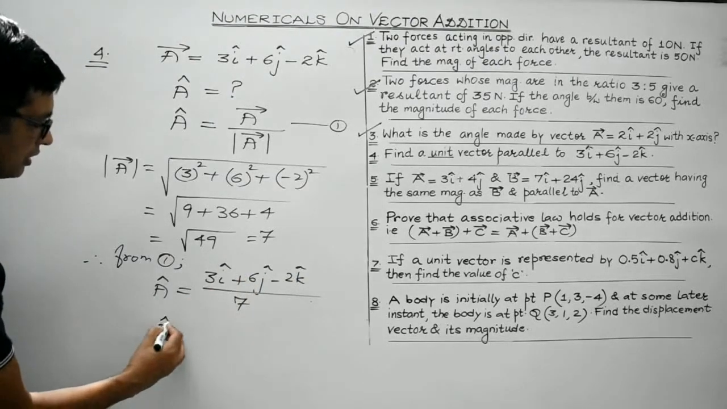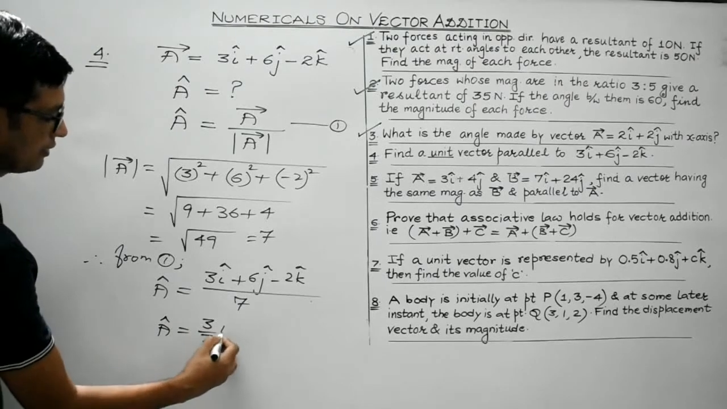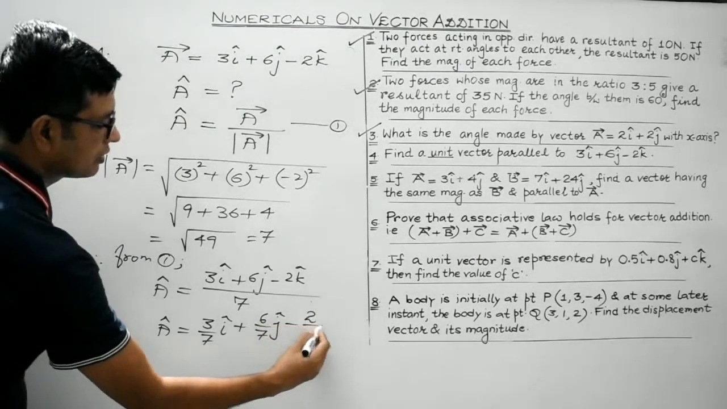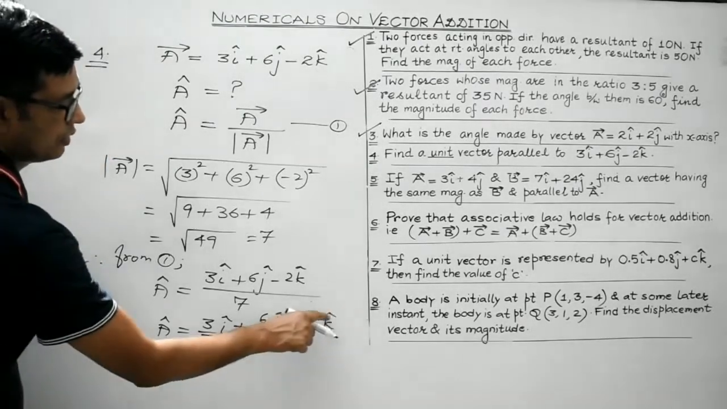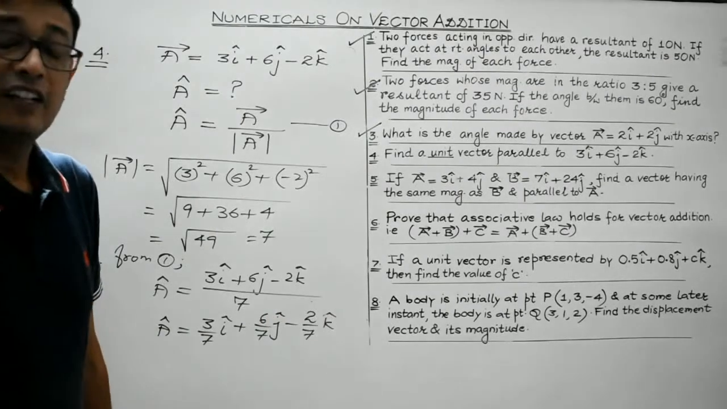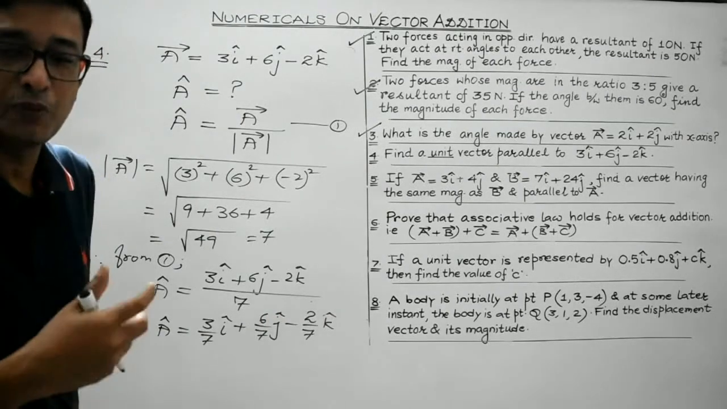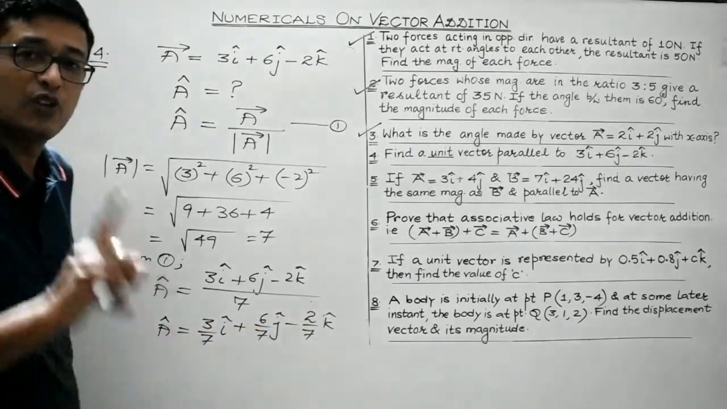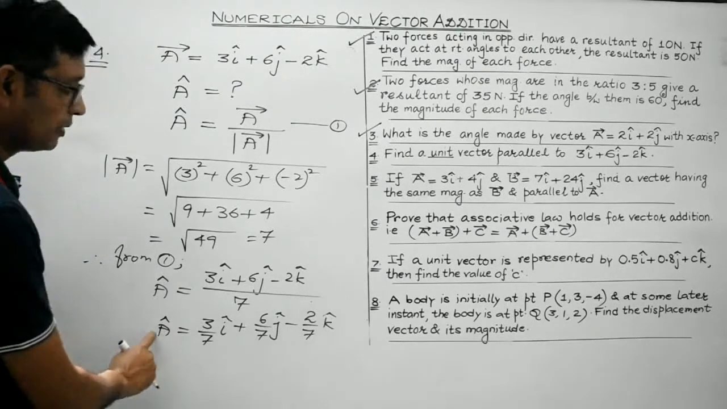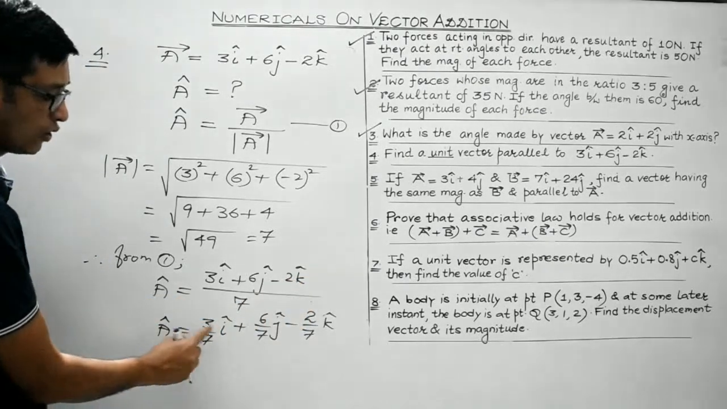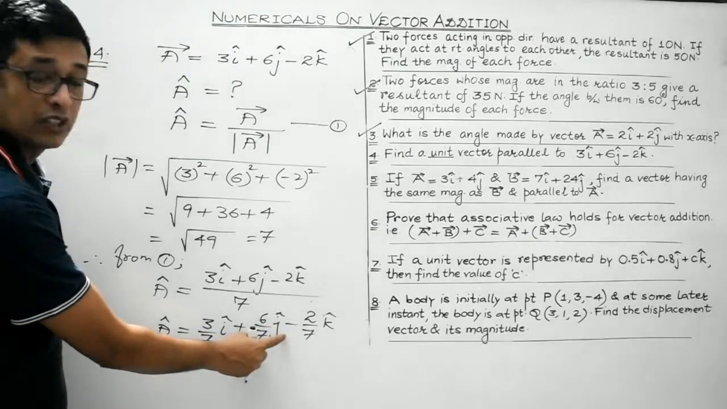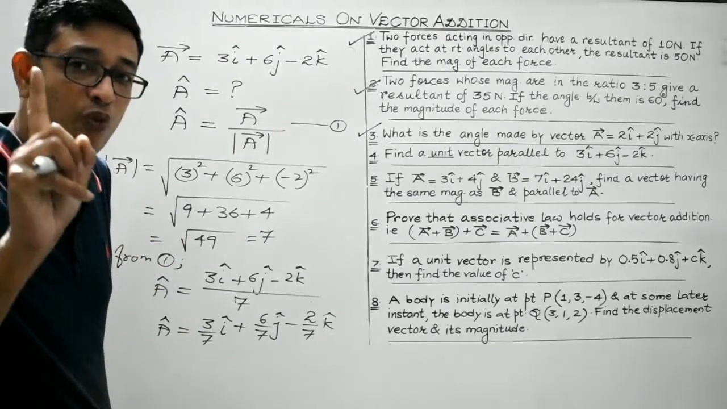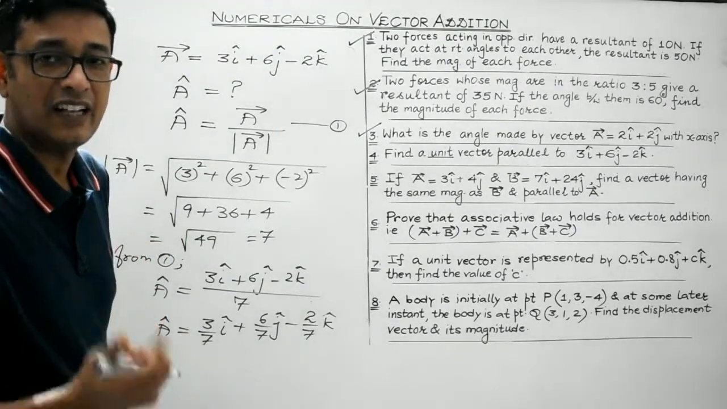It can also be rewritten as 3 by 7 i cap plus 6 by 7 j cap minus 2 by 7 k cap. So this is the answer. And students, how to validate the result, whether the result obtained by us is correct or not? You can find its magnitude. Its magnitude should be equal to 1. Isn't it? What will be its magnitude? It will be given by square root of square of the coefficient of i plus square of the coefficient of j plus square of the coefficient of k. Just try to solve it. You should get 1. And that will validate the answer obtained by us.